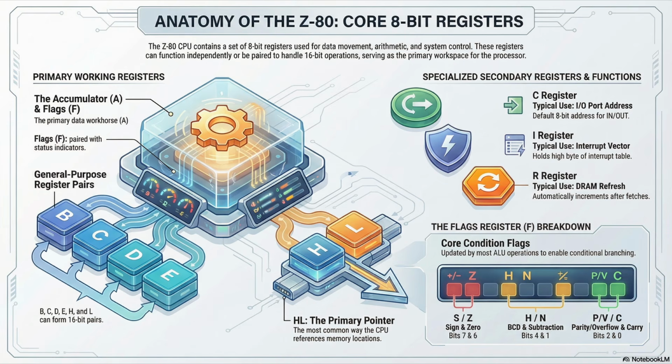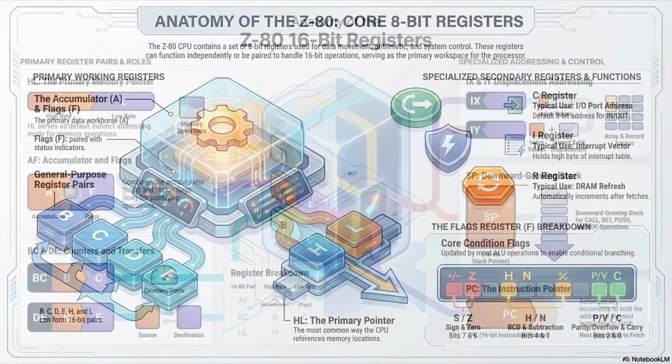Finally, we have the refresh register R. This is incremented after each instruction fetch, and is used for dynamic RAM refresh. The upper 7 bits are readable. The lower bit is always 0.